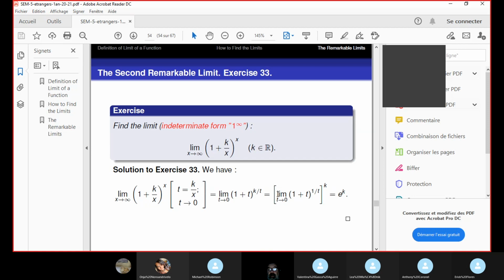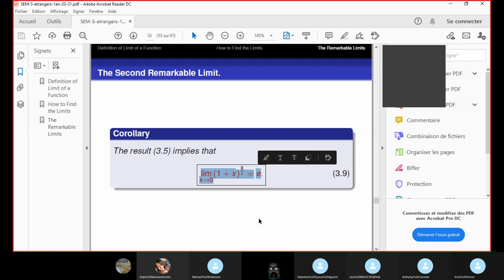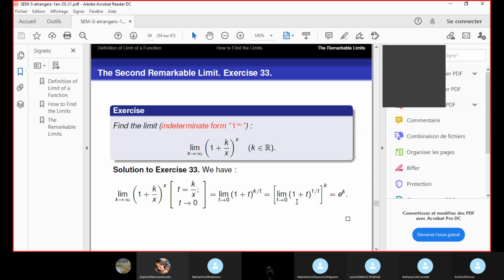This limit, I know this limit, it will be e by the definition, if you want, by the corollary. By this corollary, I know this. And then I can find it, and the final limit is e to the power k. Is it clear? Because I have to say more about the properties of your functions here, and these properties we have not discussed in our seminars.